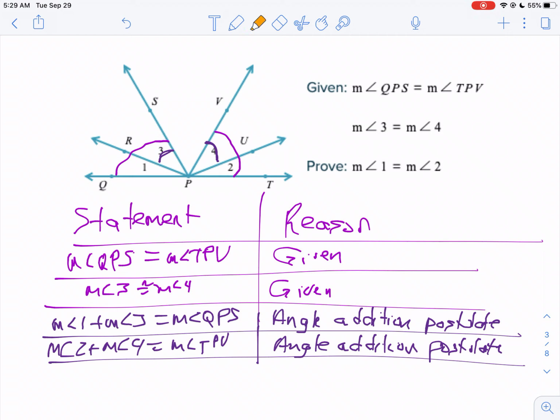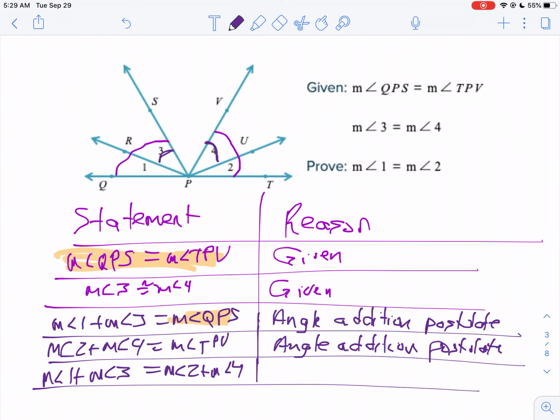Now remember, our first given was QPS equals TPV. Well, instead of writing QPS, I'm going to write 1 plus 3. So we're going to say the measure of angle 1 plus the measure of angle 3. Instead of writing TPV, we're going to say the measure of angle 2 plus the measure of angle 4. What do you do when you write something instead of something else? Well, that's substitution.